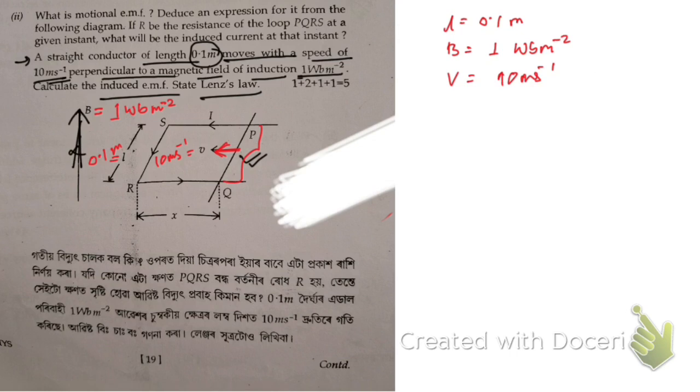So what is the induced EMF? We need to calculate the induced EMF. E is equal to BLV, that we have just now derived. So 1 into L, which is 0.1, and V is 10 meter per second. If we multiply this, we need to write volt for EMF. So if we multiply this, we're going to have 1 volt, right? So that is the answer.